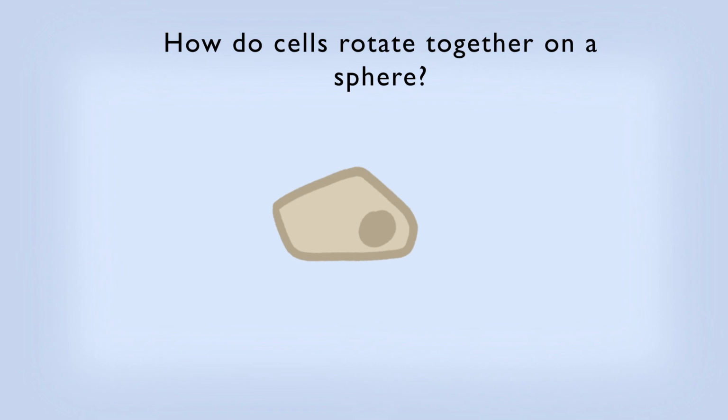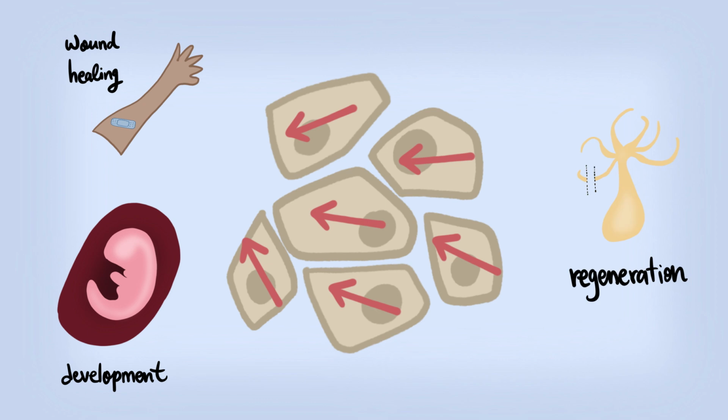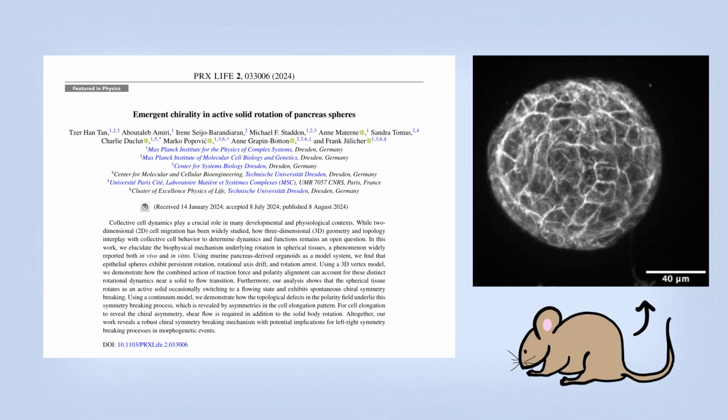Single cells can move on their own by polarizing and generating traction forces, but often they coordinate with neighbors, enabling collective motion essential for processes like wound healing, development, and regeneration. In a recent paper, we studied the collective motion of cells using sphere-shaped mouse pancreas organoids.